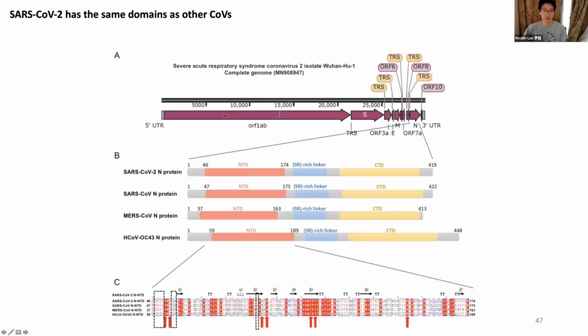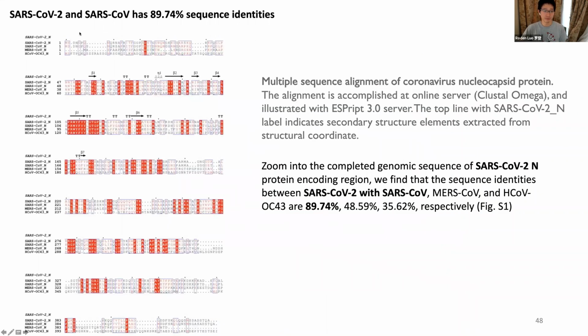This is the sequence alignment diagram for SARS-CoV-2. You can see SARS-CoV-2, SARS-CoV, and other coronaviruses. On the structure level, they are very similar. And there are representations of the alpha helix and beta sheet positions on the sequence level. This is the full-length sequence alignment across different coronaviruses. The author found that SARS-CoV-2 and SARS-CoV have almost 90% sequence identity.